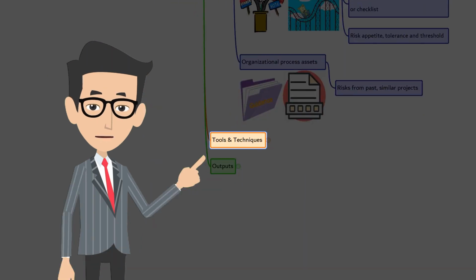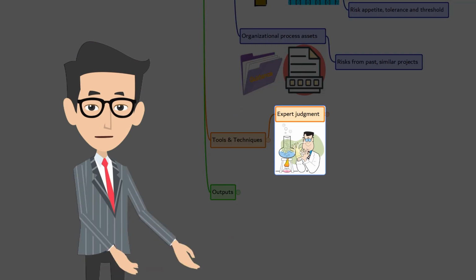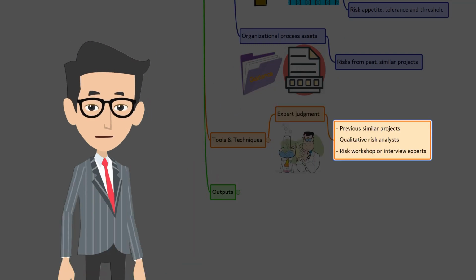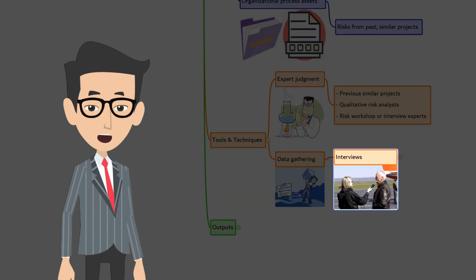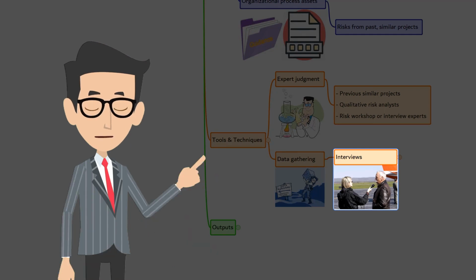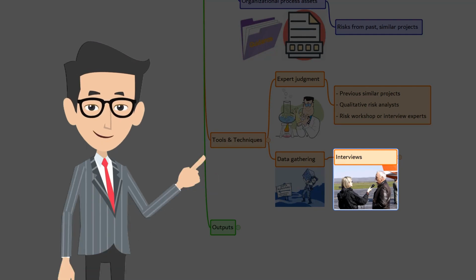Now tools and techniques. First, expert judgment. For this process, the experts can be from previous similar projects, qualitative risk analyst, risk workshop, or interview experts. The next one is data gathering. In data gathering, it's interview. In this process, structured or semi-structured interviews can be used to assess the probability and impact of individual project risk as well as other factors.